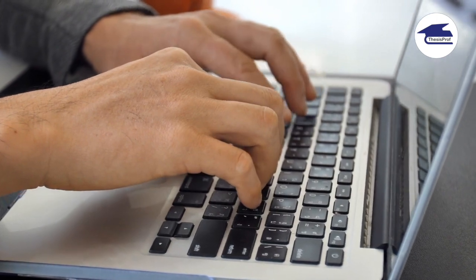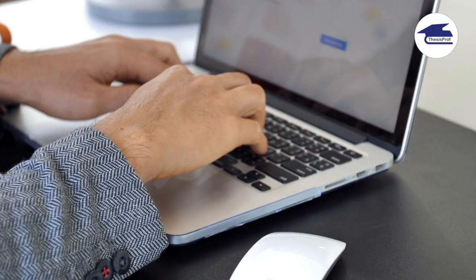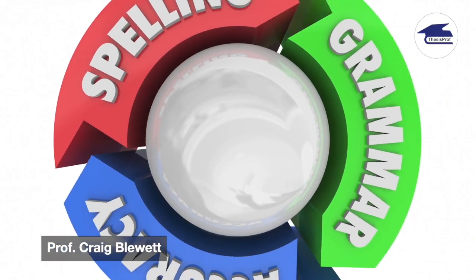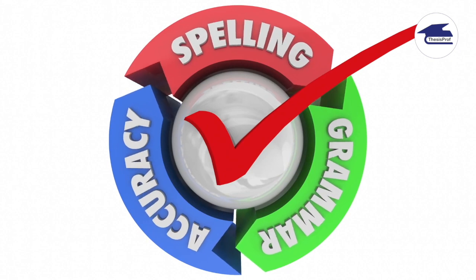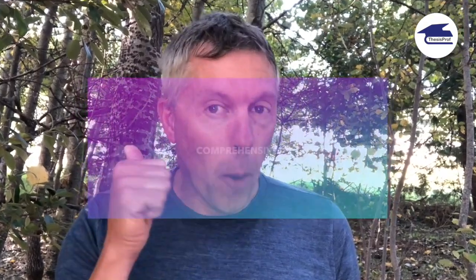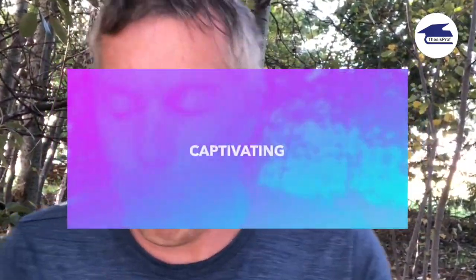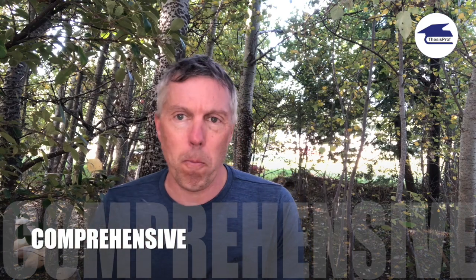Writing is not easy at the best of times, and even more so when it comes to writing a really good literature review. Unlike a lot of other writing you may have done in the past, there are certain important aspects that you need to focus on, in addition to the normal grammar and spelling. We call these the 4 C's, and they are ensuring that your literature review is comprehensive, coherent, critical, and captivating.